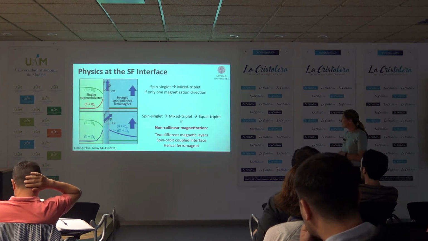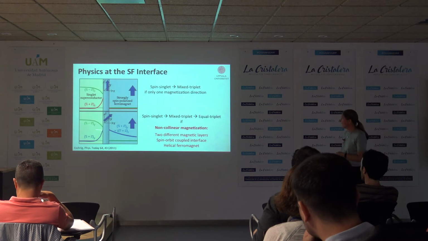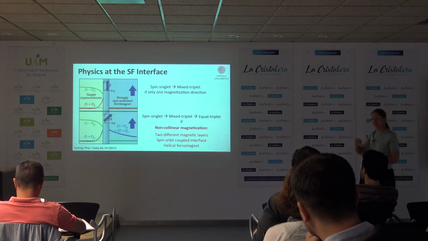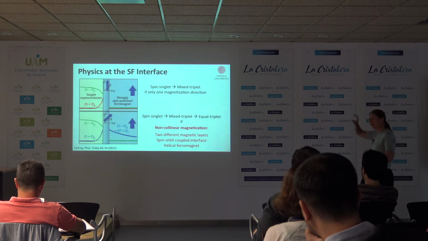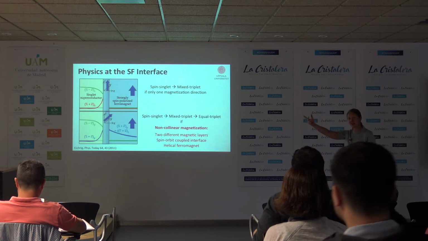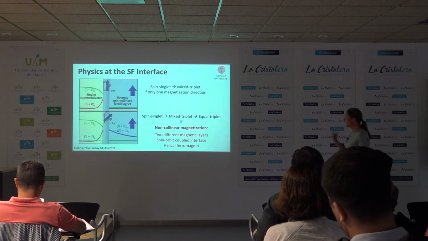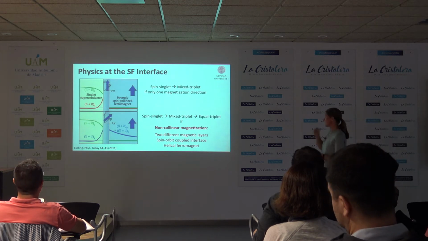You could have a spin-orbit coupled interface, so then you effectively have two magnetization directions in your sample, one associated with spin-orbit coupling and one with the magnetization. One can also have a helical ferromagnet where the magnetization direction changes. Essentially, you have to have some structure to your magnetization, and then you will get this odd frequency state.